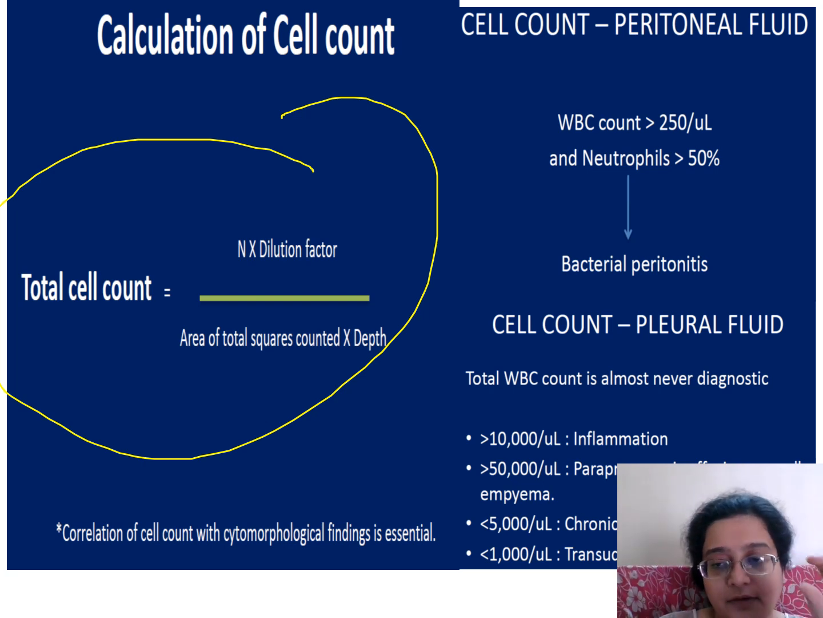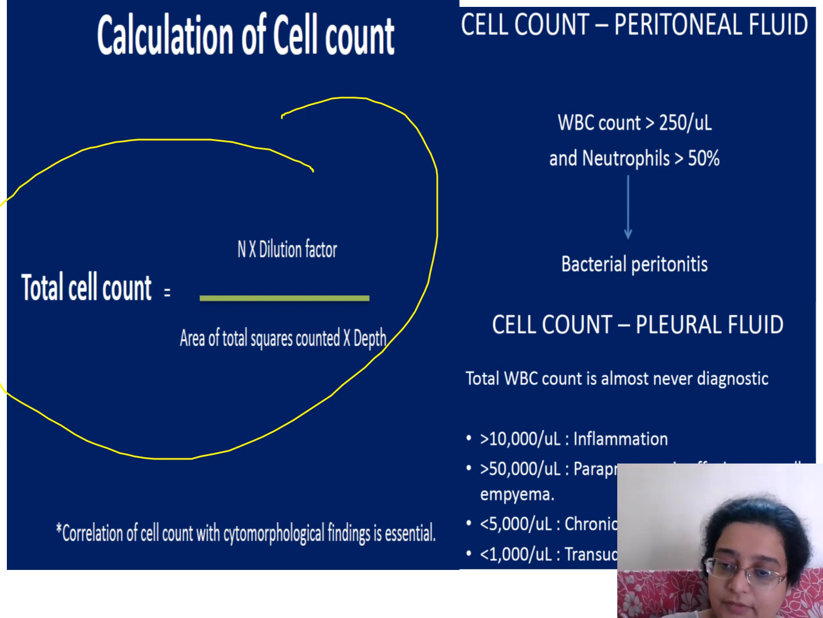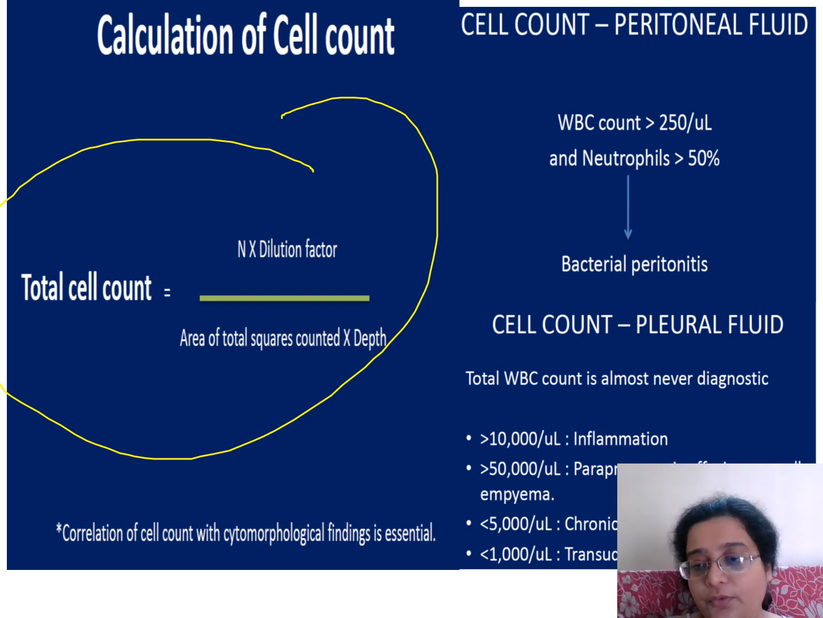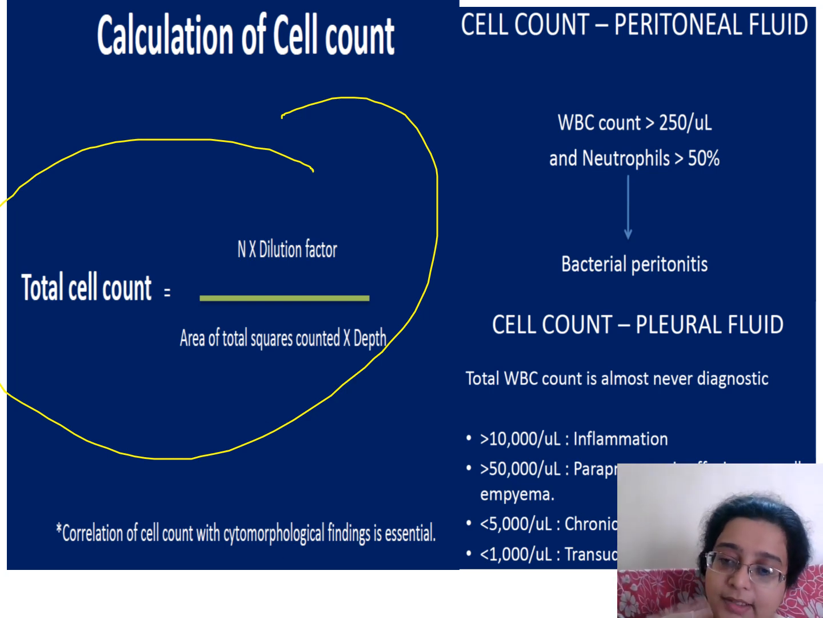We all know that. We take the fluid, we add Turk's, we leave it for 10 minutes, then we charge a Neubauer chamber, we count, and we multiply by 5. Then the fluid might be turbid, and then you need to make dilutions, and then you use this formula.